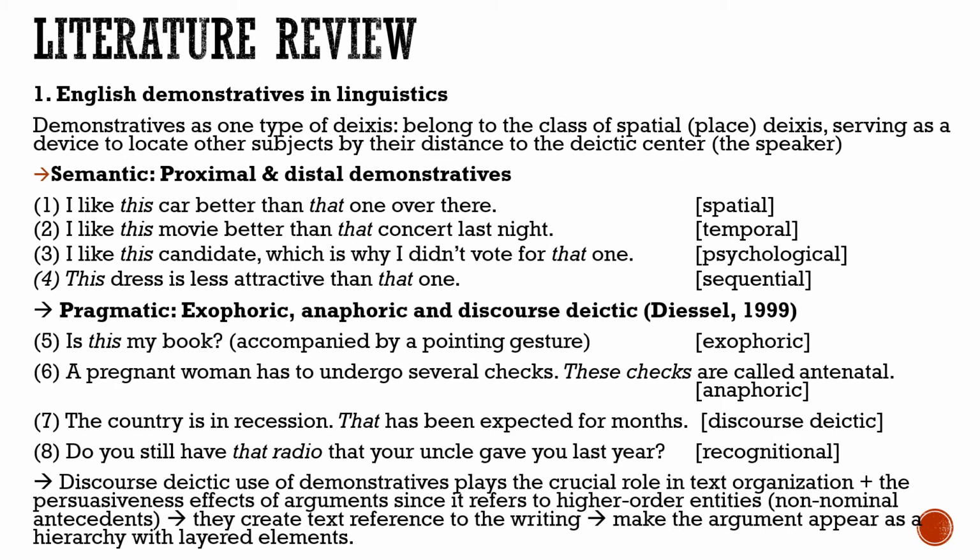It's the time distance. In example number 3, I like this candidate, which is why I didn't vote for that one. Then this here refers to something or someone that is closer to my mind, right? So it's the psychological distance. Similarly, in example number 4, this dress is less attractive than that one. Then this time it is a sequential distance. These are semantic uses. How about pragmatic?